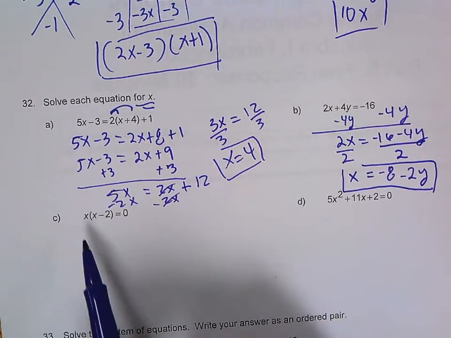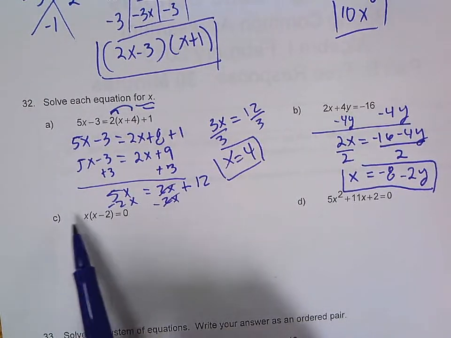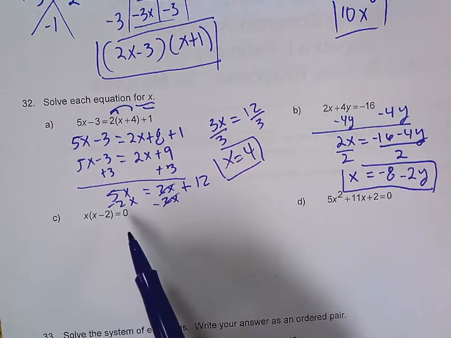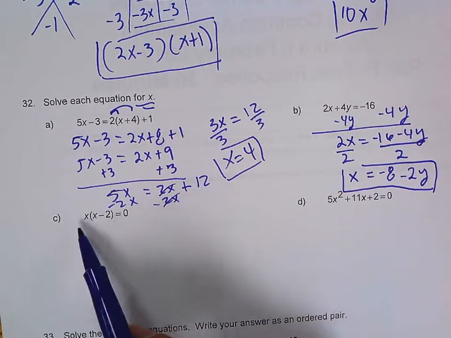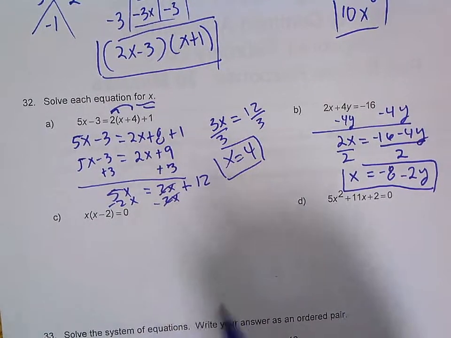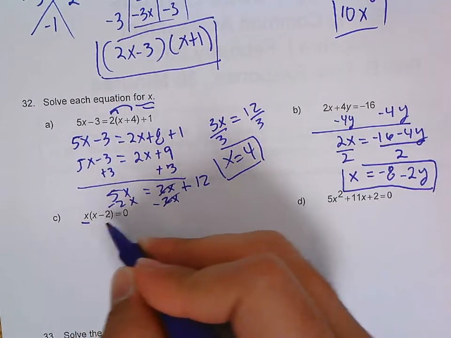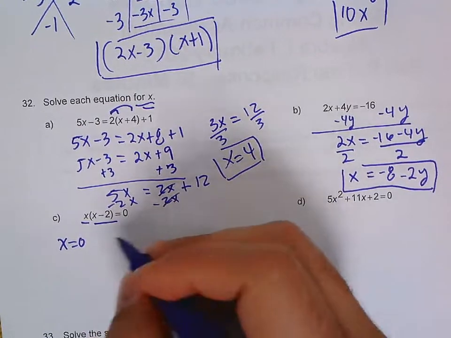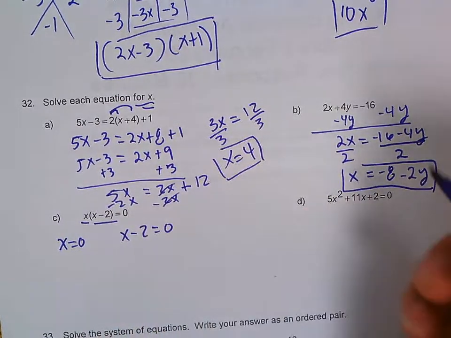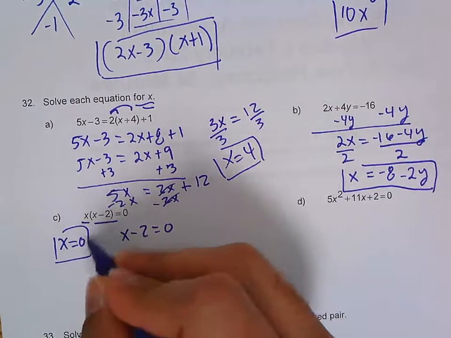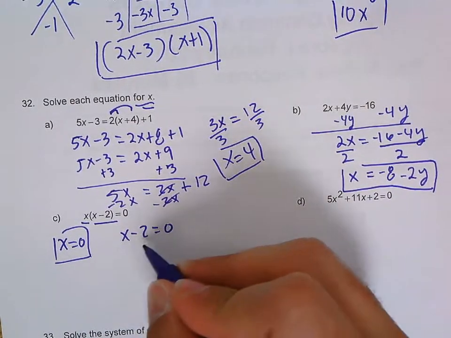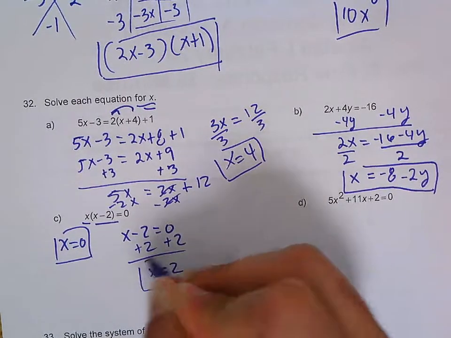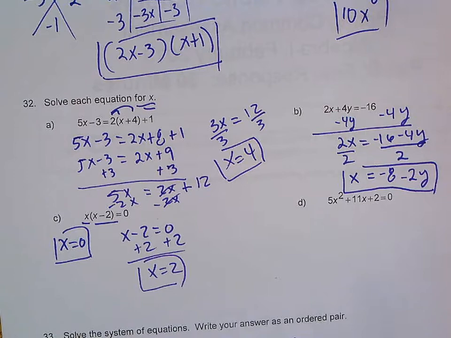Now on this one, I can use the zero product property. When I have two factors multiplying each other and the result is 0, then that allows me to set each factor equal to 0 and find out what the value of that variable is. So here I have one factor, here's a second factor. That leaves me with x is equal to 0 for the first one, and x minus 2 is equal to 0. Well, this one is already solved, so I don't have to do anything. And the other one is, well, if I add 2 on both sides, that leaves me with positive 2. And that's it for this part.